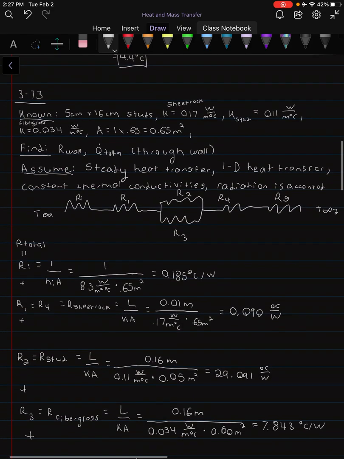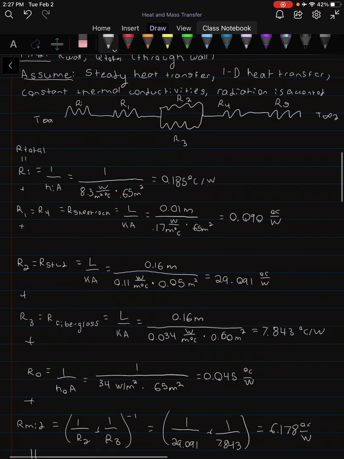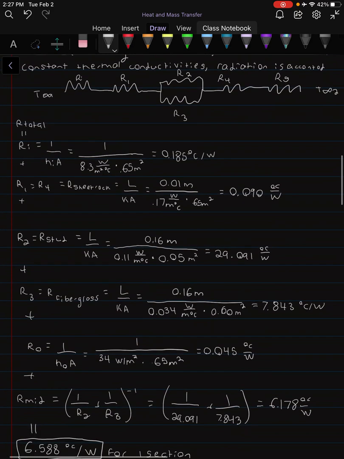Next, for 3-73, we have some knowns, which are just your given values. We want to find the resistance of the wall and the heat transfer through the wall. We can assume steady state, one-dimensional heat transfer, constant thermal conductivity, and radiation is accounted for. To find the total resistance, we add all of the resistances together. The first resistance is 1 over h_i A. The middle resistances are L over kA. You plug in the correct values for what portion of the wall you're looking at.